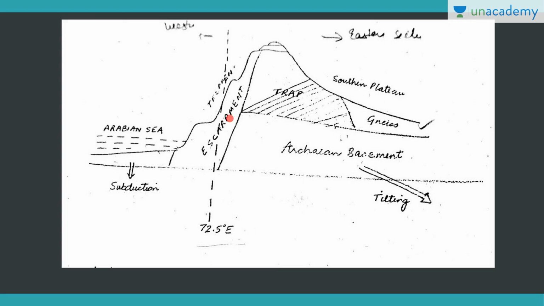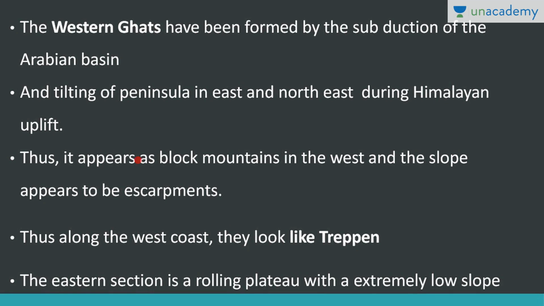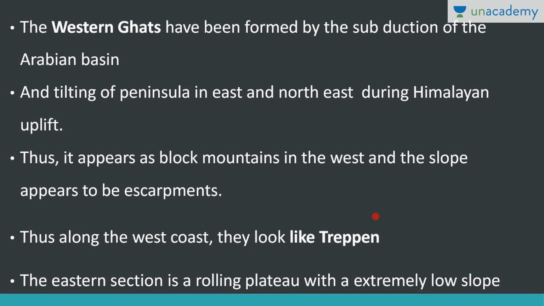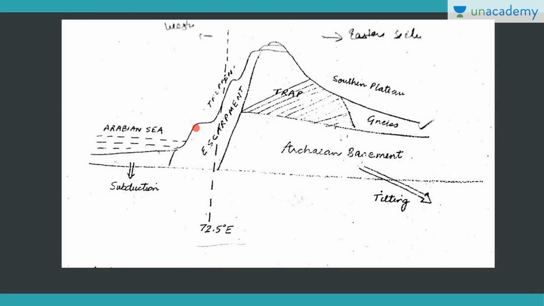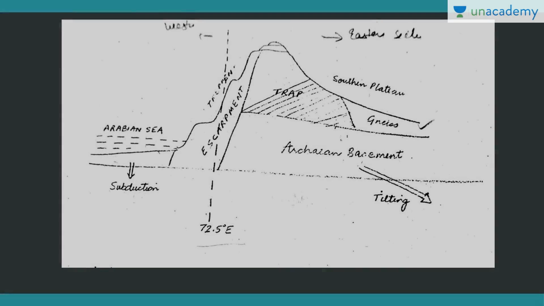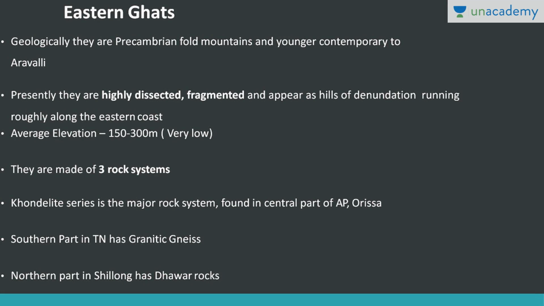So this is how these Western Ghats have formed, and that is why they appear as block mountains in the west, and the slope appears to be an escarpment. You can see it here; it appears as block mountains in the west, and here we have the escarpment. Thus along the west coast they look like trepan, that is, staircase formation. In the eastern section it is a rolling plateau with extremely low slope, a very gentle slope. So this is the formation of Western Ghats.